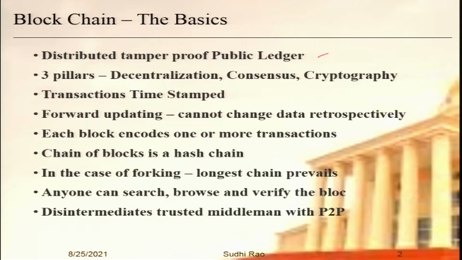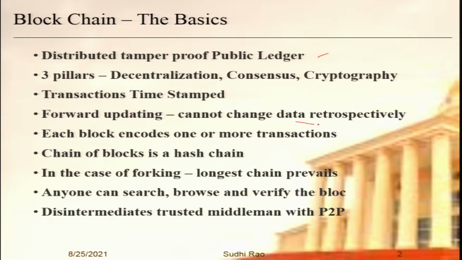Transactions are time stamped and can only be updated forward; we cannot go back and change transactions in the past. If we want to change the fact that B has given me 2.5 bitcoins, that will be recorded in the future, reflecting that B has 2.5 bitcoins less and I have 2.5 bitcoins more. That is the forward updating I have been talking about. At any point, if a transaction is time stamped, it cannot be changed; we can only update moving forward. So, we cannot change data retrospectively.